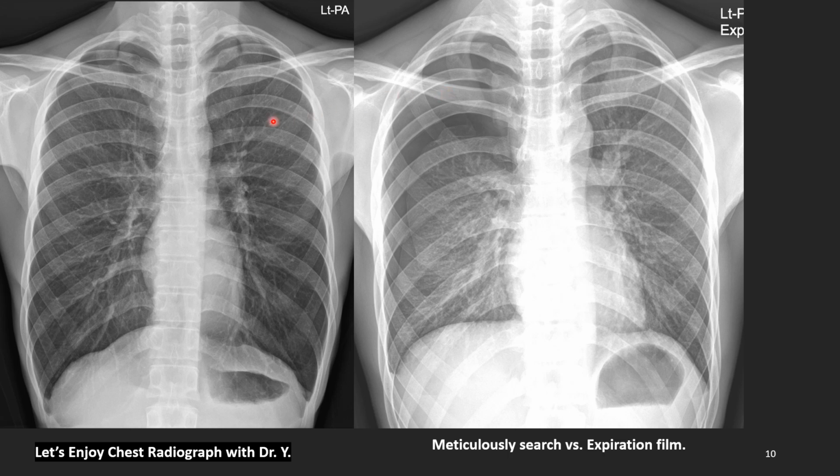Let's go back to the original inspiration film. Look carefully with our eagle's eyes. Meticulous eye research will find this pneumothorax visceral pleura line here. So actually, if we suspect pneumothorax with this patient, we don't have to take this expiration film. The inspiration film is good enough for us to diagnose.